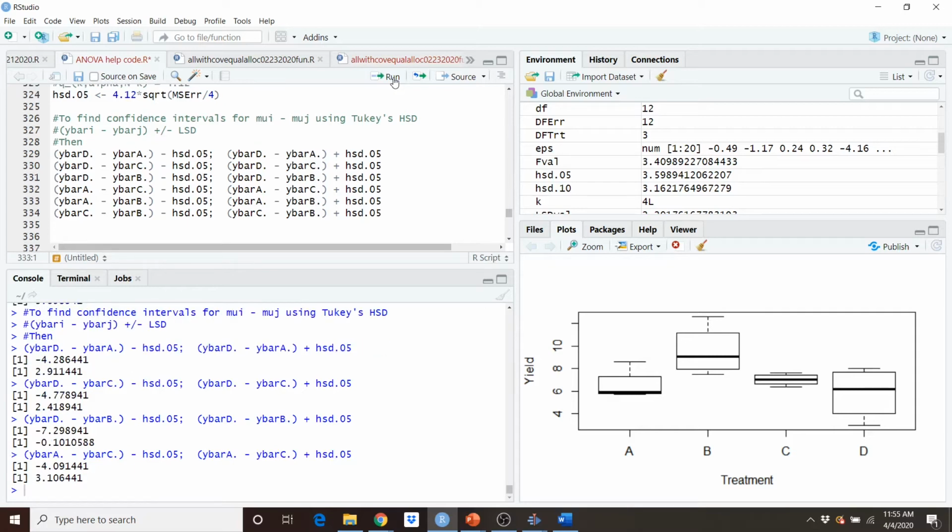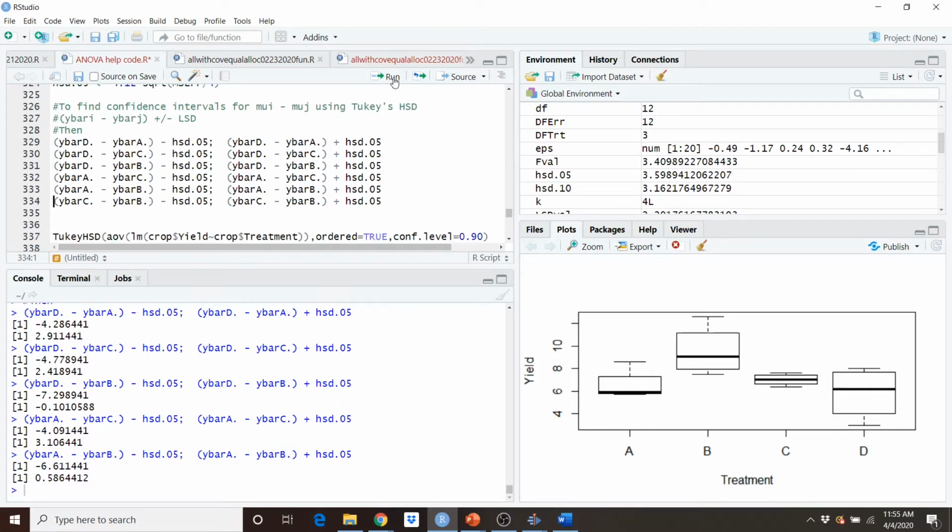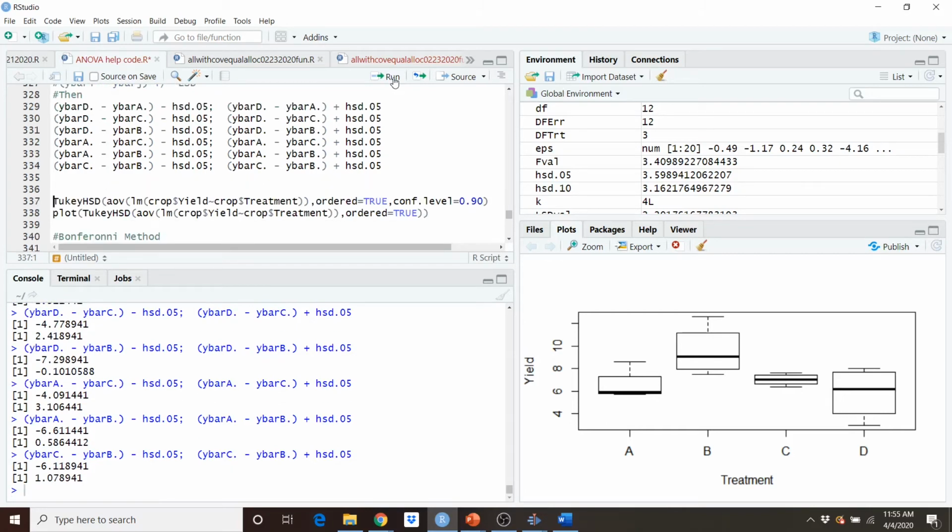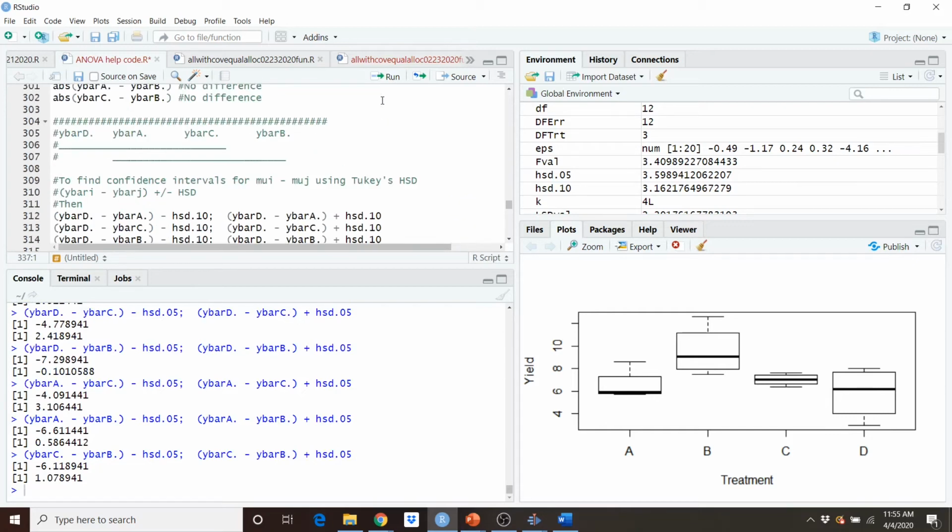A and C have 0 in the interval, so there should be no difference. A and B have 0 in the interval, so there should be no differences. And then C and B have 0 in the interval, so there should be no differences.